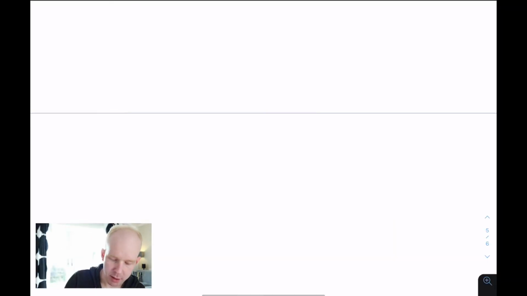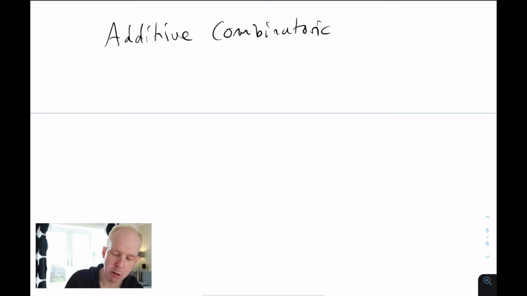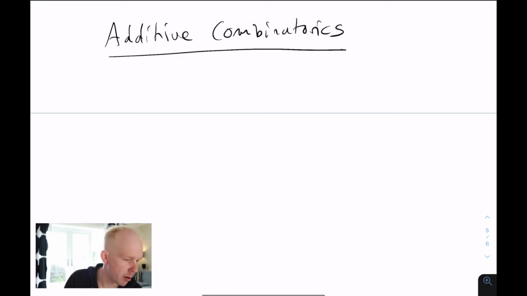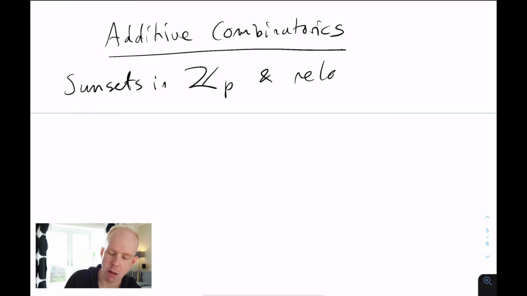This is going to add another connection in the topic of convolutions into the algebraic side of the problem. And we are going to talk about some ideas which originate in additive combinatorics. In particular, we are going to talk about something called sumsets in the group Z_p and their relation to convolutions.